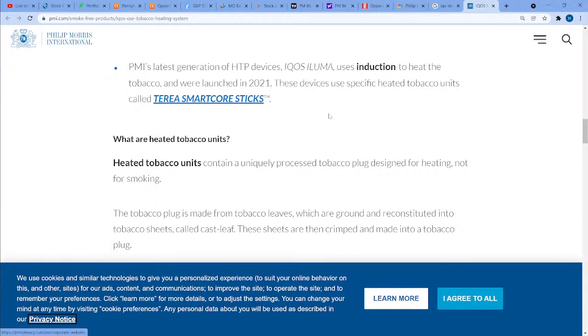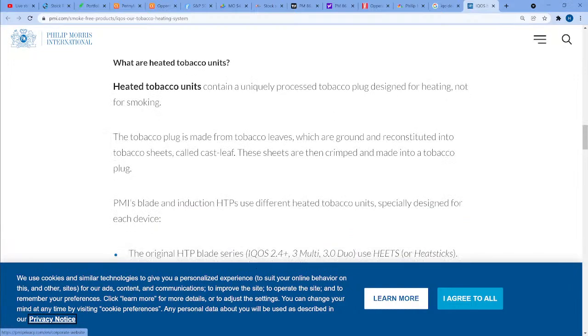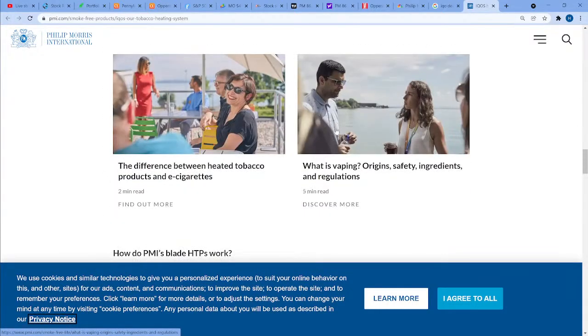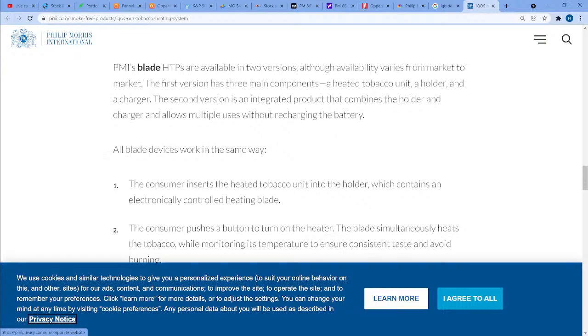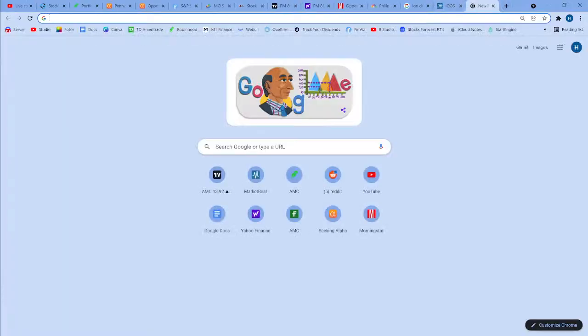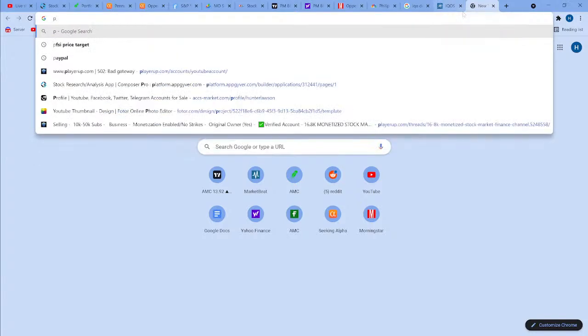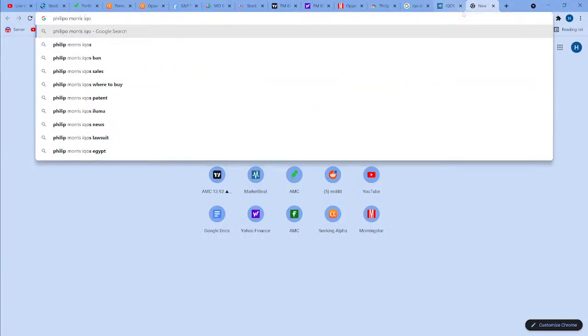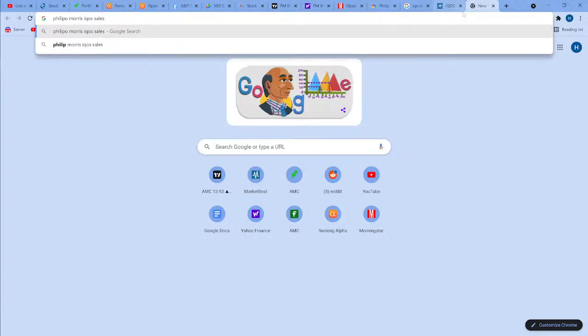What really concerns me is how much of a share their IQOS are in their revenue. Because if it's got a big share, then it makes sense that the stock has fallen down so much. But how would I even phrase this to look it up? I mean, I could look up Philip Morris IQOS sales percent total. I don't even know if that's worded right.